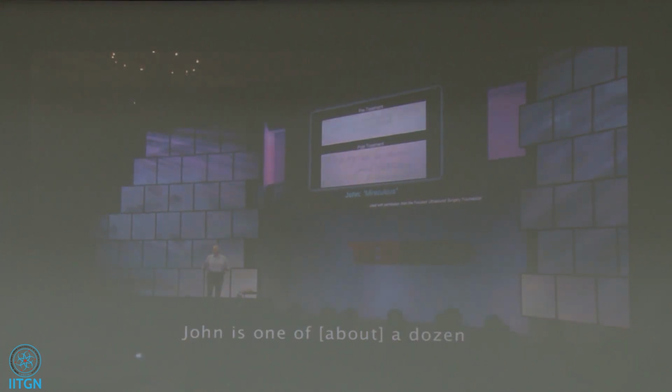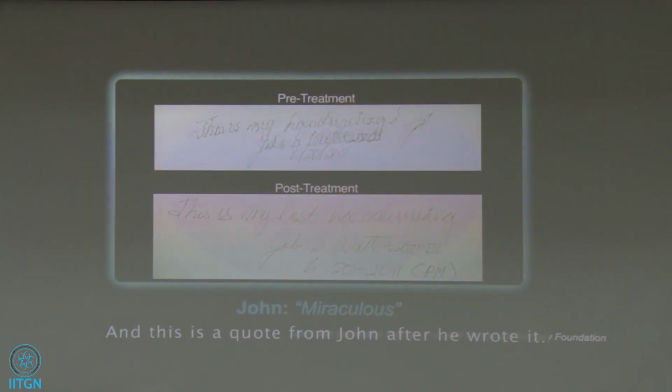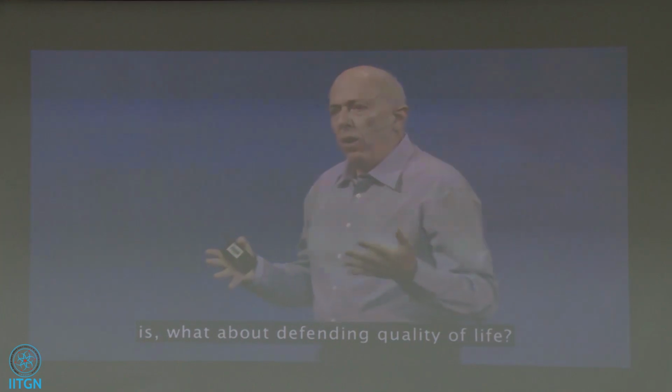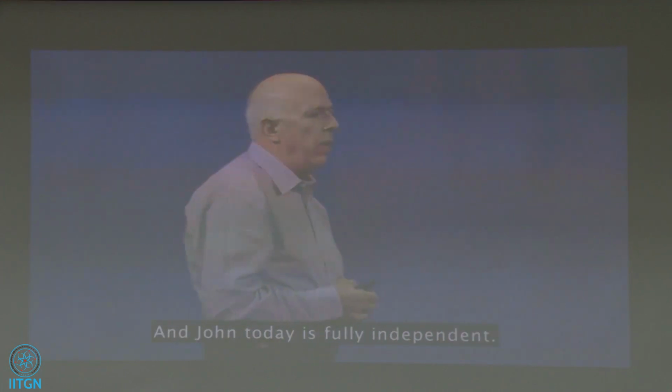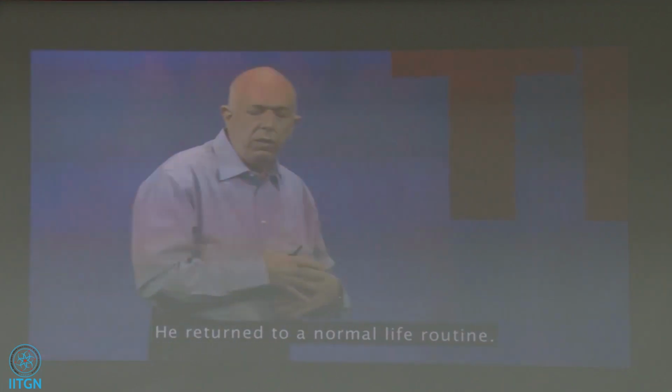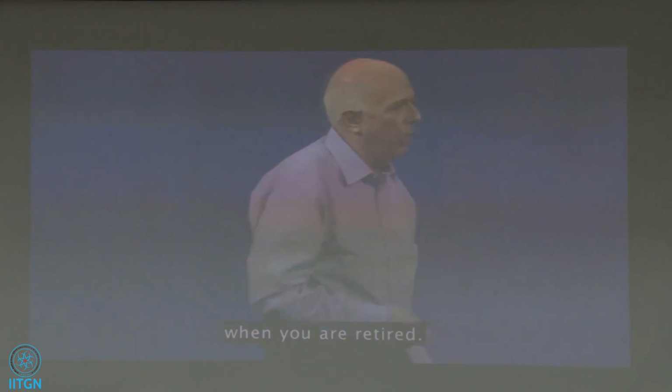John is one of a dozen very heroic, courageous people who volunteered for this study. And you have to understand what is in people's minds when they are willing to take the risk. And this is a quote from John after he wrote it. He said, and his wife said, "This is the happiest moment of my life." And you wonder why. One of the messages I'd like to carry over is about quality of life. Those people lose their independence, they are dependent on others. And John today is fully independent. He returned to a normal life routine. And he's also playing golf, like you do in Virginia, right? Where you are.